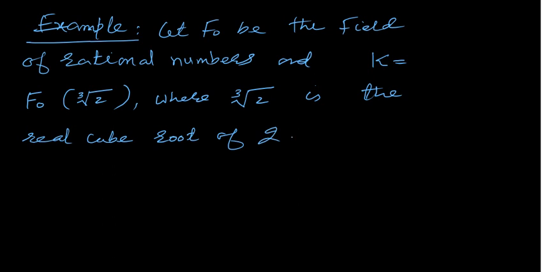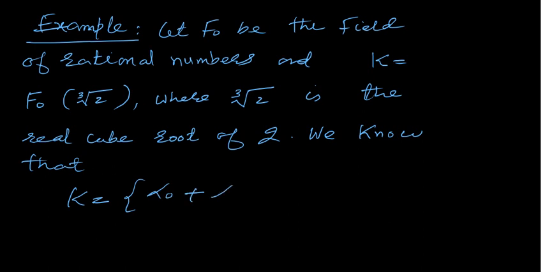Now we know what the elements of K are. We know that K is of this type: alpha naught plus alpha 1 cube root of 2, plus alpha 2 cube root of 2 squared, plus alpha 3 cube root of 2 cubed, which will be 2.